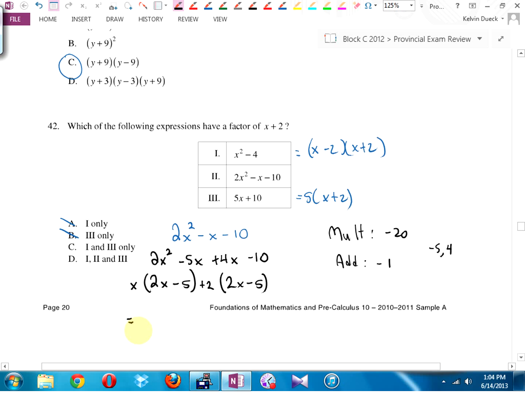When we factored this, what was our final answer? We said one of the factors was the identical bracket, and that was our built-in error check. The brackets had to be identical. What was the second factor? X plus 2. Then you know what? That x plus 2 showed up in all of them.